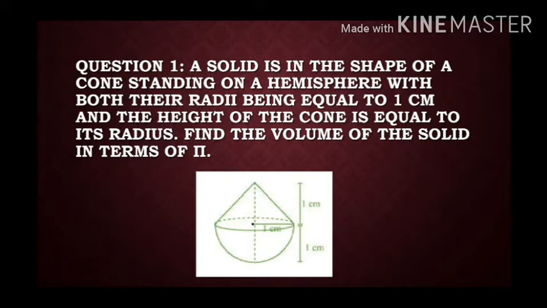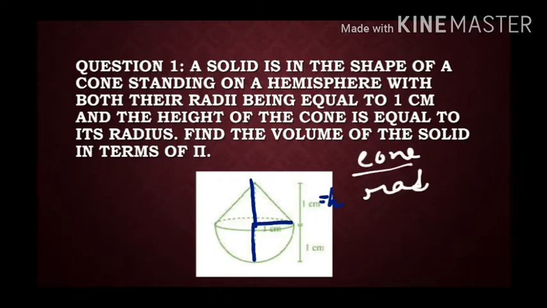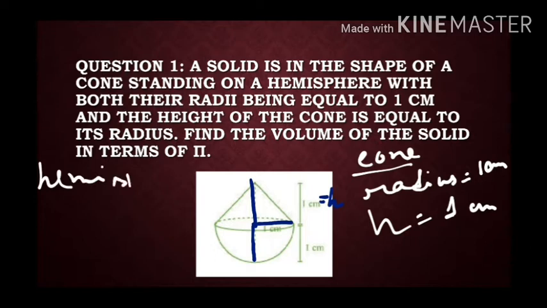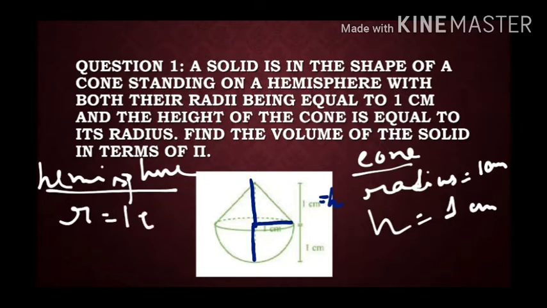The radius of the hemisphere and cone is equal and it is 1 centimeter. Now, the height of the cone is the same as the radius. That means the height of the cone is also 1 centimeter, because the radius of the cone is equal to 1 centimeter. So for the cone, radius is equal to 1 centimeter and height is equal to 1 centimeter. And for the hemisphere, radius is equal to 1 centimeter.